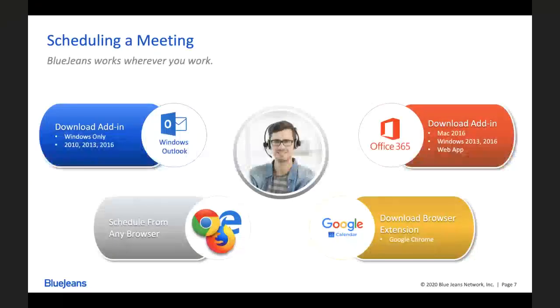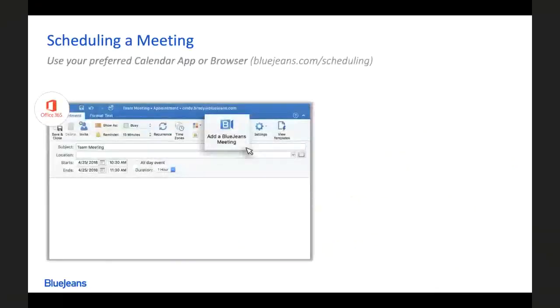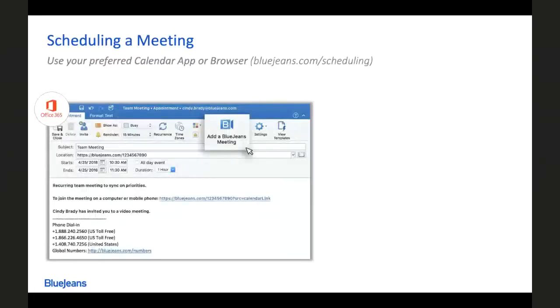So as I mentioned, the schedulers all work in a similar fashion. So let me show you what that looks like. This first example is Office 365. Now you'd start scheduling like you would any other meeting. You're going to add your title, the date, the time, the reoccurrence. And when you're ready, you're going to click that big BlueJeans meeting button like you see here, which is going to insert all those meeting details for you and for your attendee automatically. Nothing you need to do.